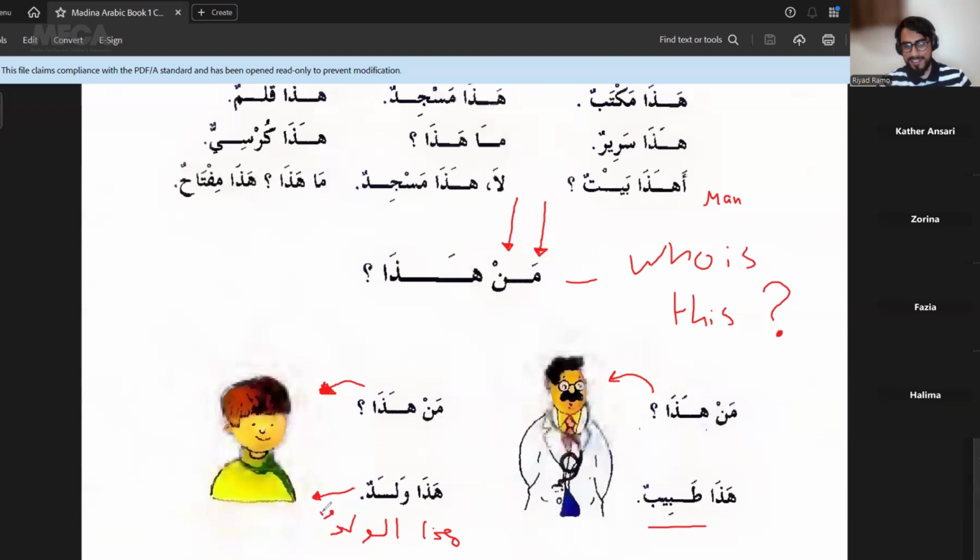Do or dun? It's the boy, it's waladu. If it's a boy, then it's dun. So is this correct, what I wrote here? No, I'm not looking at the wrong one.